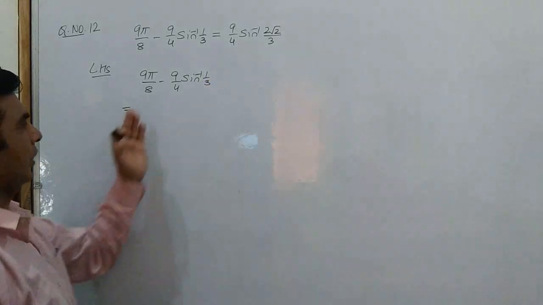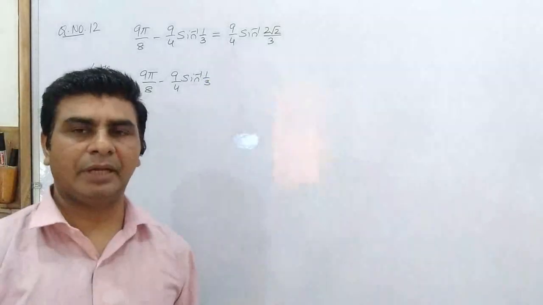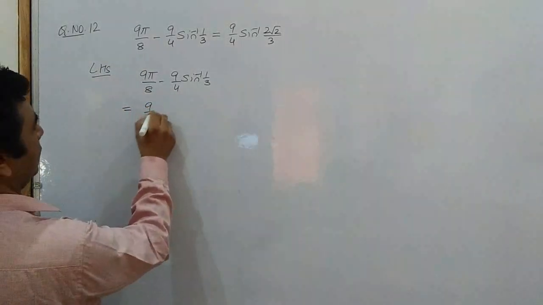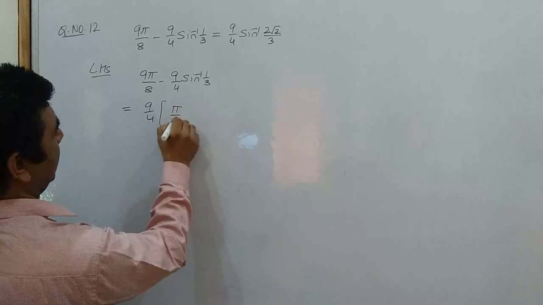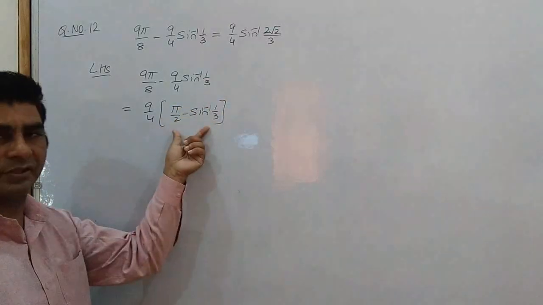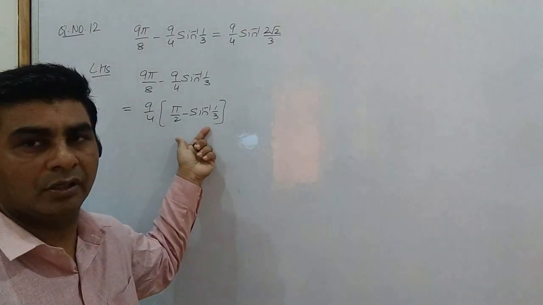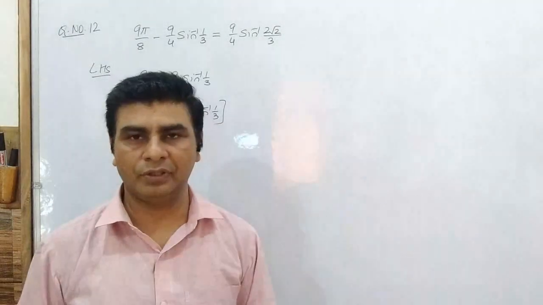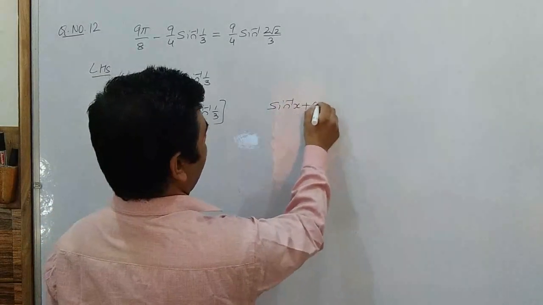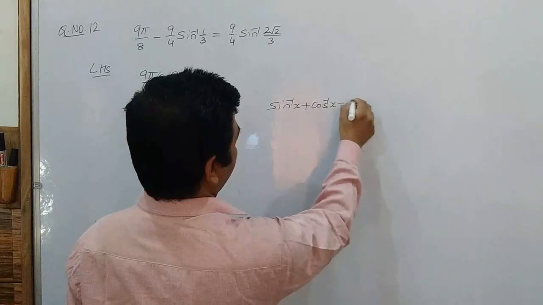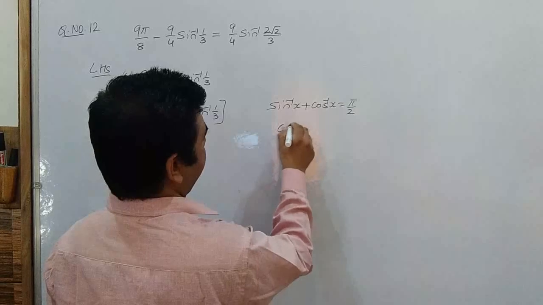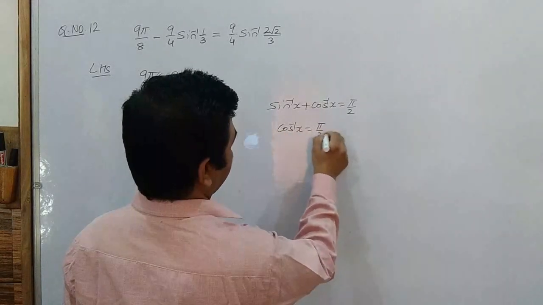You can see in your left hand side 9 by 4 is common from the given two terms. So 9 by 4 is common. This is pi by 2 minus sine inverse 1 by 3. Now let's see, this is the property of inverse trigonometric functions, which is given by sine inverse x plus cos inverse x is equal to pi by 2. Then pi by 2 minus sine inverse x can be written as cos inverse x.